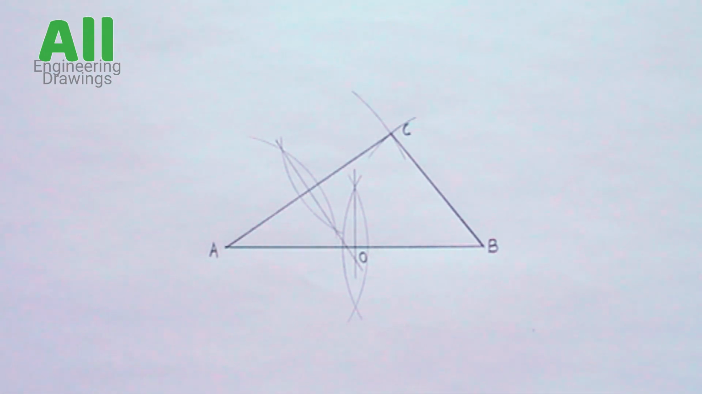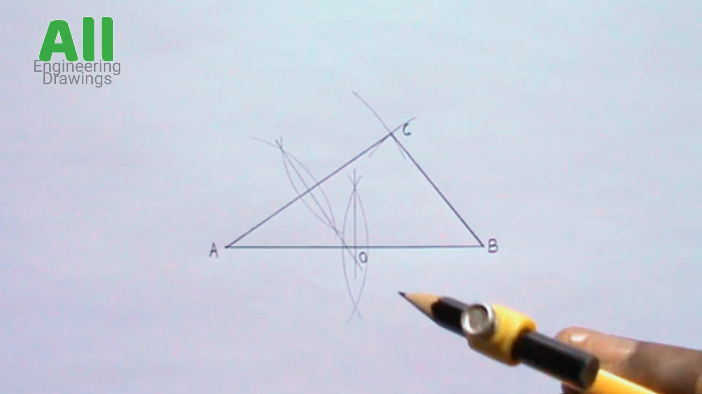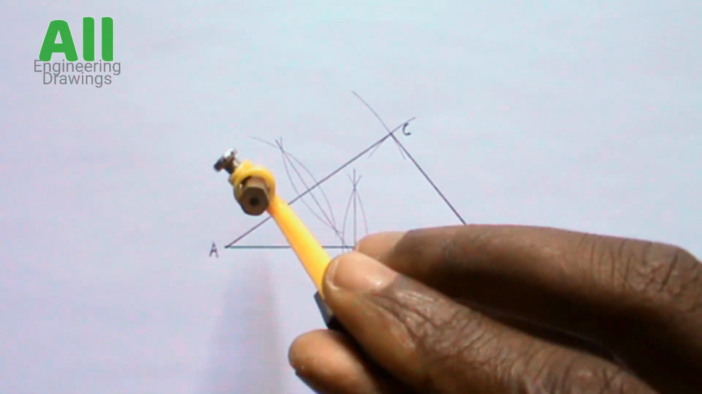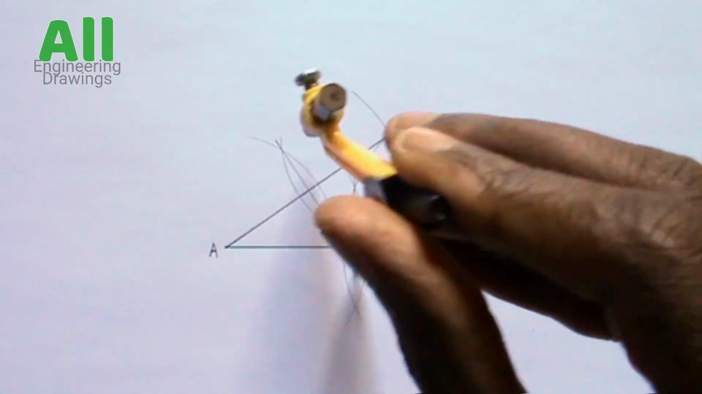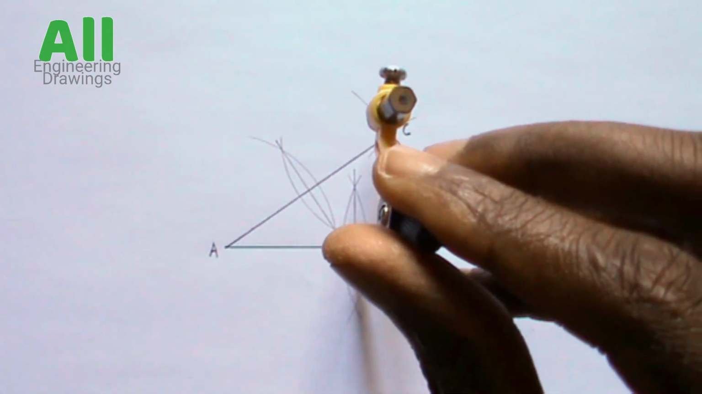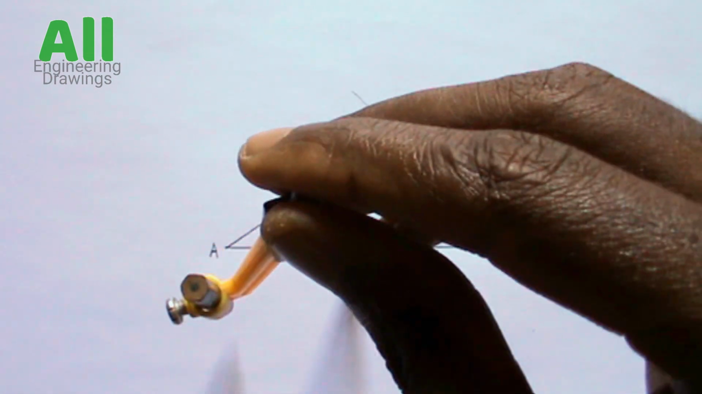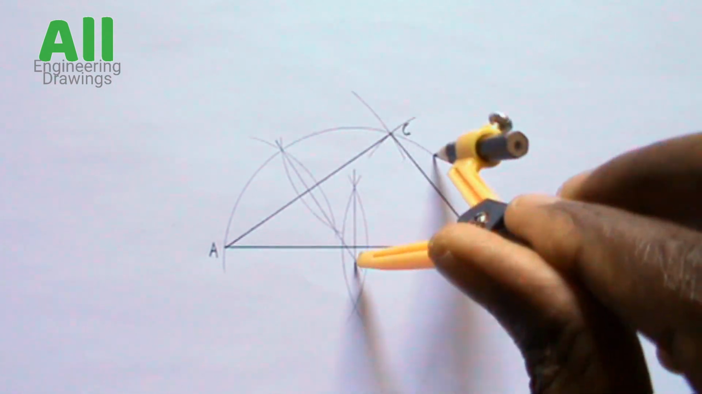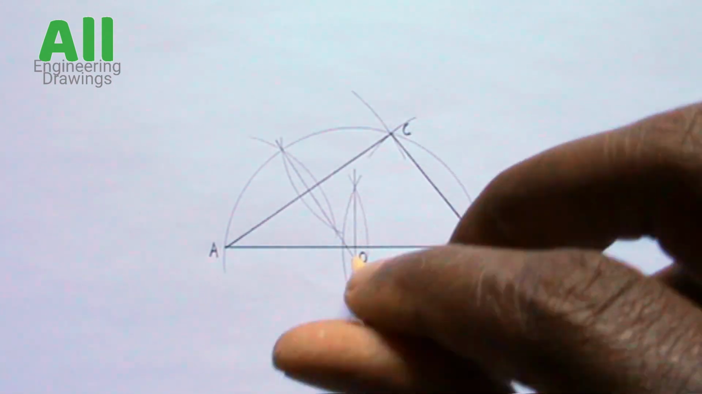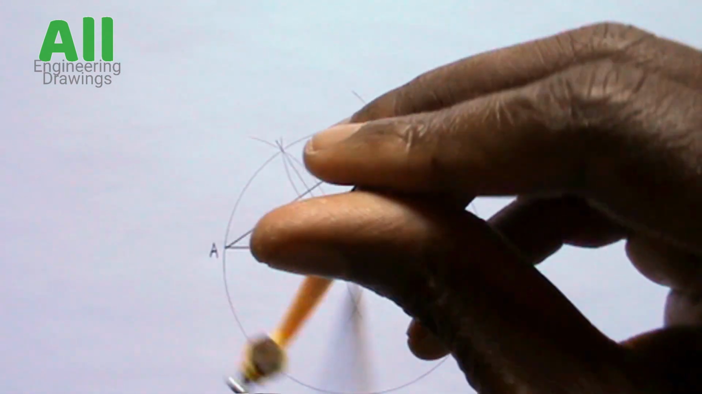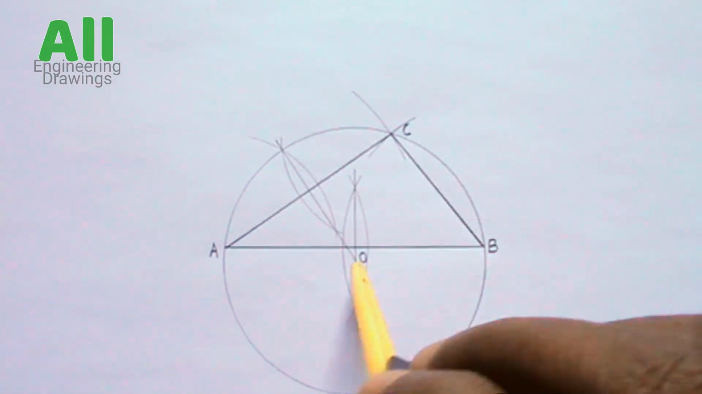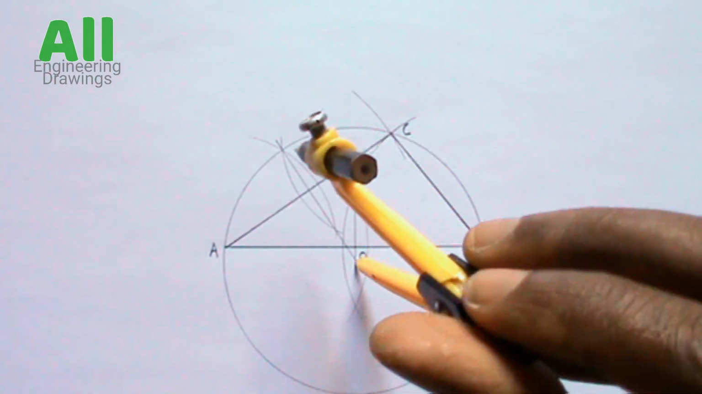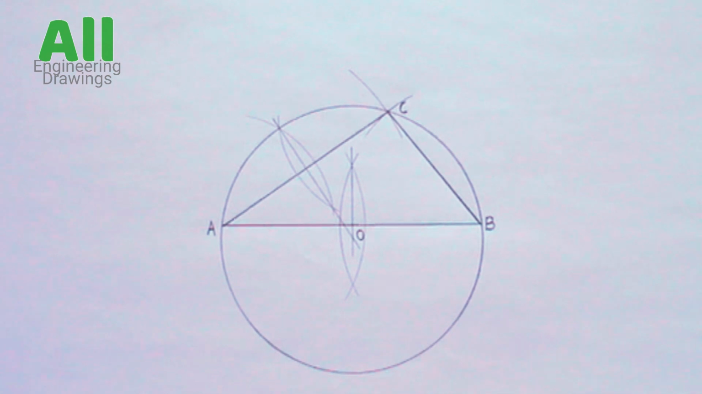Now place your compass on point O. That is the point where the bisectors intersect. Then you can now produce your circumscribing cycle. Ensure that your cycle passes through the three corners of your triangle. If your construction is accurate, your cycle will just pass through the three corners of your triangle. The circumscribing cycle of triangle ABC has been drawn successfully.